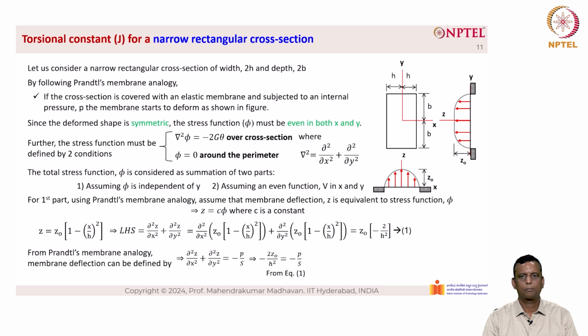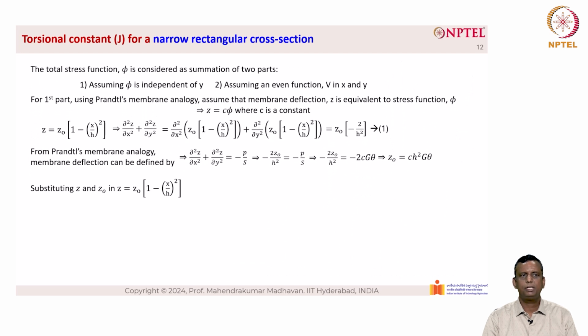We also know that ∂²Z/∂x² + ∂²Z/∂y² = −P/S, but −P/S is also equal to −2Gθ from the previous derivation. So when we substitute that, we can also cancel the two values here. So this becomes Z naught equal to Ch²Gθ, where Z naught is the amplitude of the displacement of the membrane.